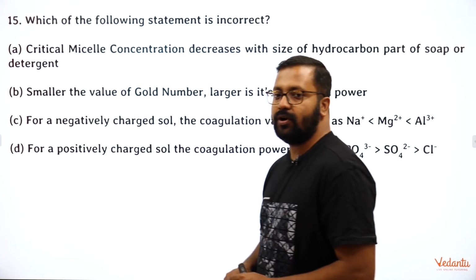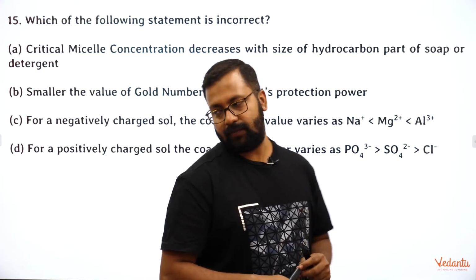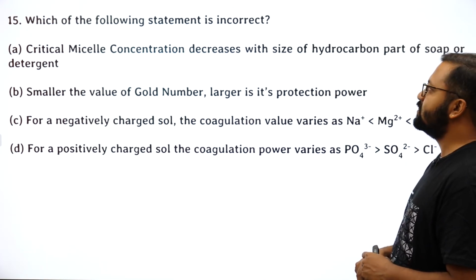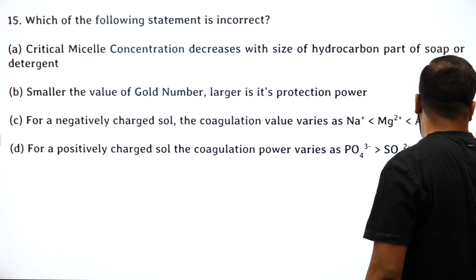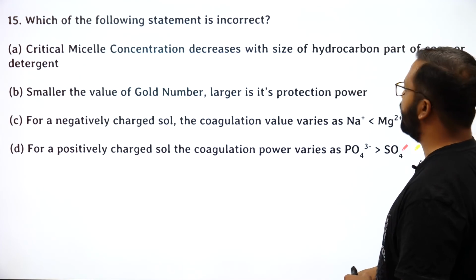This is the last question for today. Which of the following is incorrect? Critical micelle concentration decreases with increase in size of hydrocarbon part of soap or detergent.